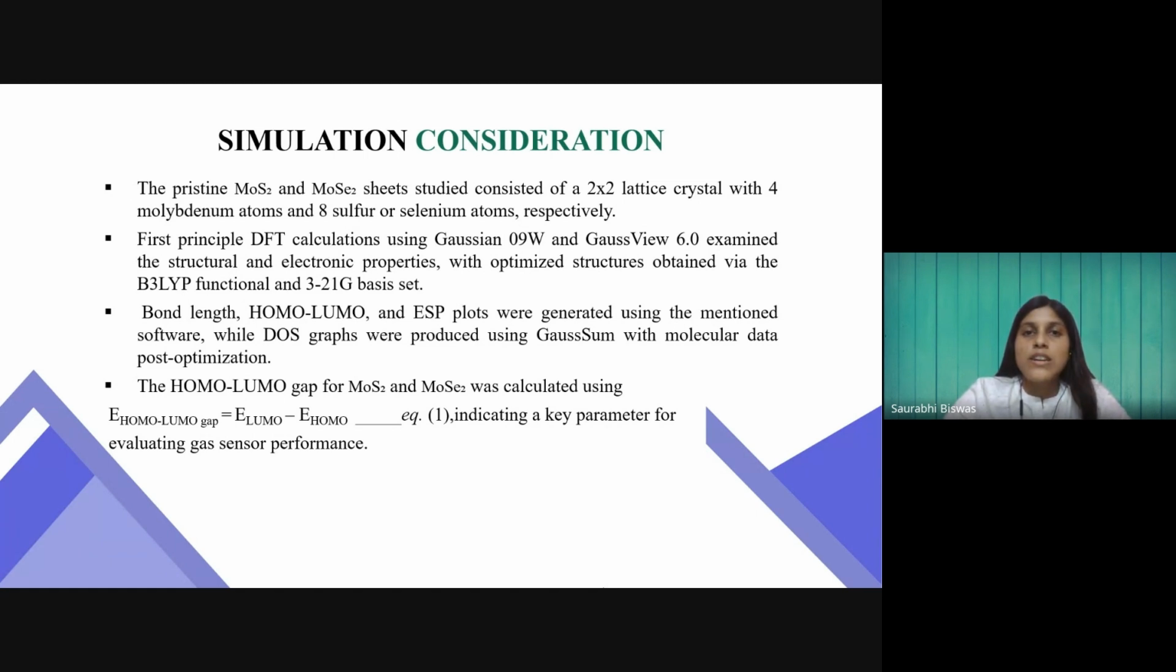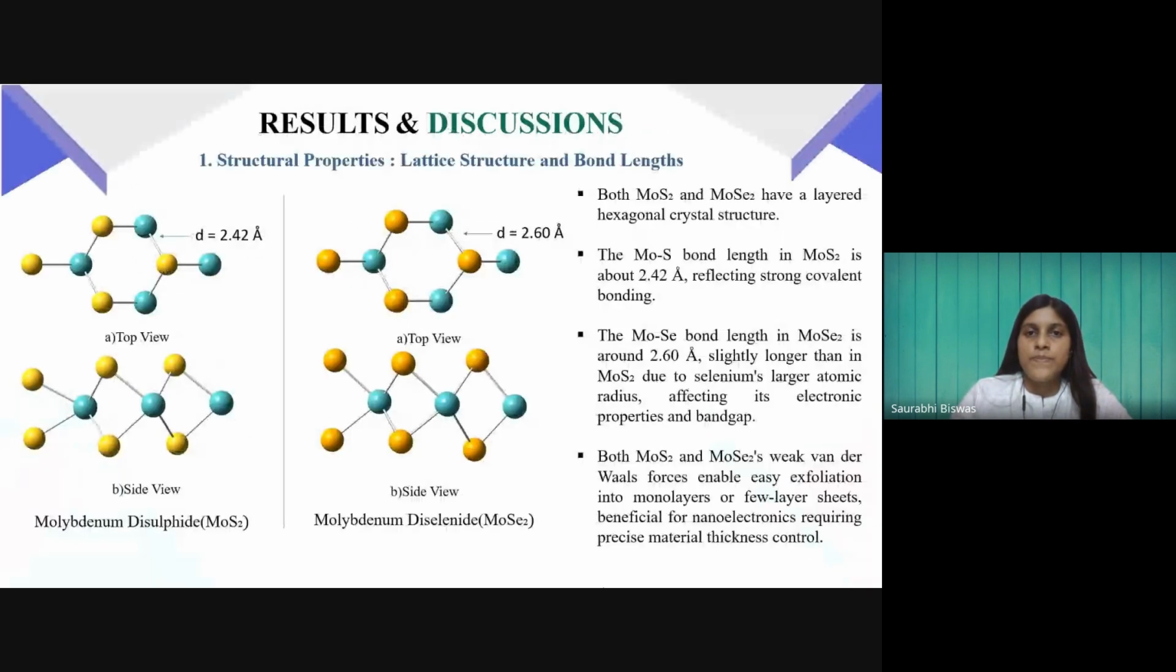HOMO-LUMO gap is another important criterion in sensing devices. So I have calculated that using the given formula. So next, coming to the results and discussion. So as we can see here, both of the two materials have a layered hexagonal crystal structure. So we have calculated the bond length using the Gaussian and the GaussView software. The Mo-S bond length in case of MoS2 and the Mo-Se bond length in case of MoSe2 is found to be 2.42 Angstrom and 2.60 Angstrom respectively.